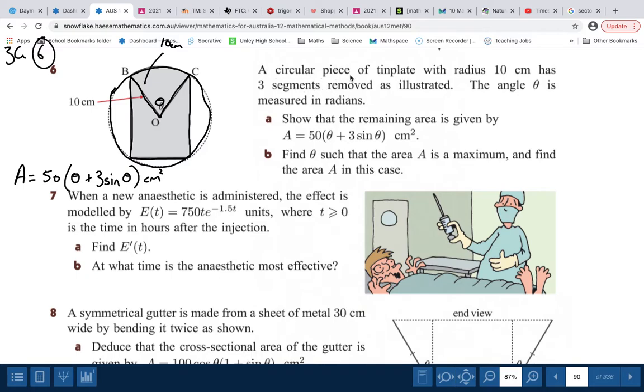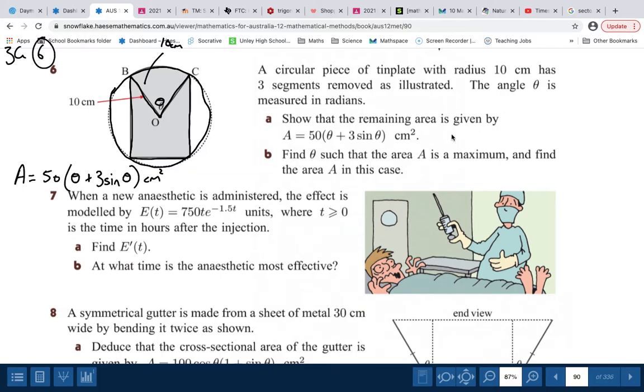In this question, they start with a circular piece of tin plate, but they've removed 3 segments. Okay, so that's removed, and that's removed. Right? Segment as opposed to sector. The angle theta is measured in radians. Good, I can do calculus on it.